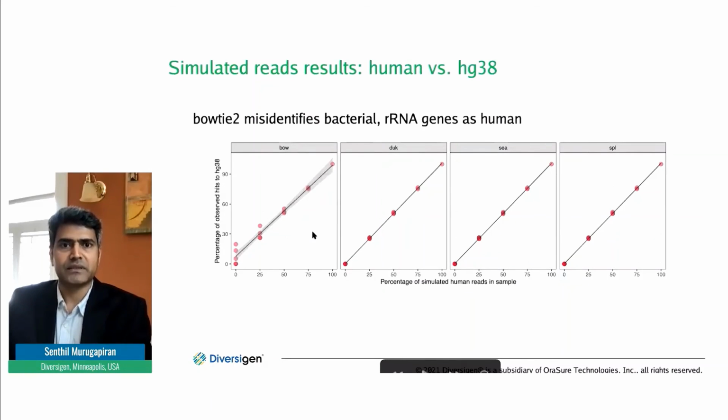The same problem is made worse in the case of human reads. When there are no human reads in the sample, Bowtie 2 still classifies them as human. So in the case of Bowtie, we have this issue where the bacterial coding sequences might get filtered out during the host filtration step because they get misclassified as human reads.